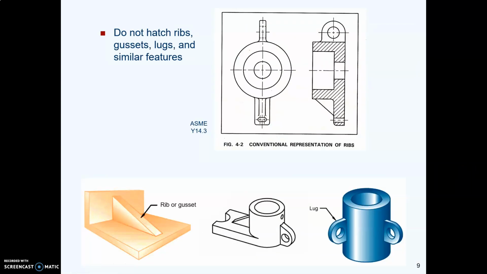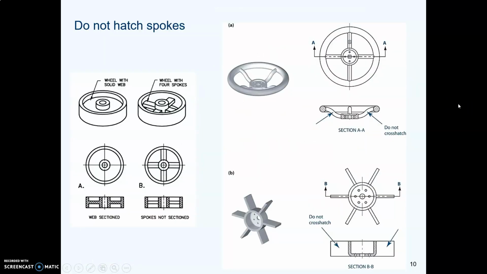So here is the ASME illustration on the top of this slide. A lug is like an ear with a hole in it that you might put a crane hook through. A gusset is basically the same thing as a rib. A gusset is a sloping flat thing that provides additional stiffness to the part. There are some illustrations on the bottom. We do not hatch spokes, so we saw an earlier example that looked similar to this picture here, where ASME did not hatch the curvy spoke, they did hatch the ring and the hub.